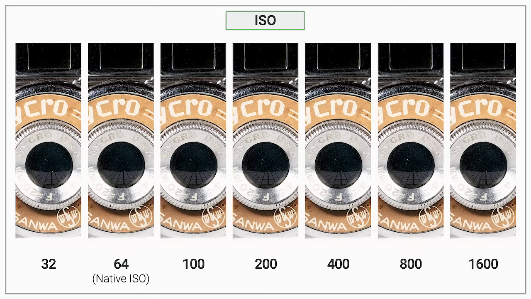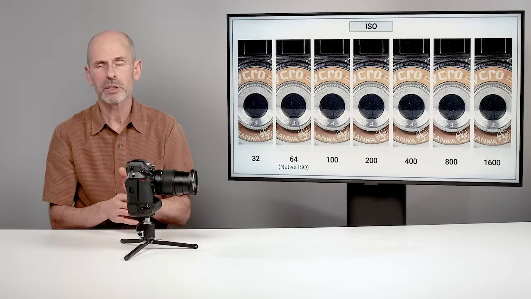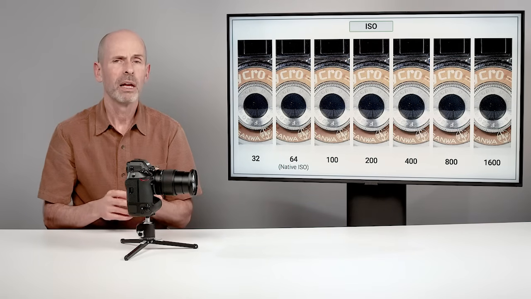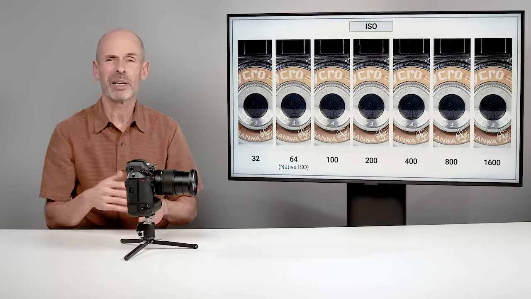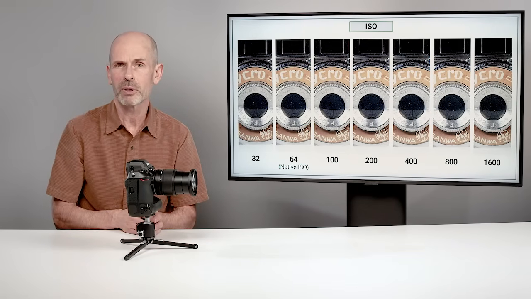It actually has about a stop less of dynamic range. The reason you might want to go down to 32 is two potential quick reasons I can think of. One is if you need a longer shutter speed. You are shooting a waterfall and you're at half second and you want to get to a full second, you could drop the ISO from 64 down to 32.